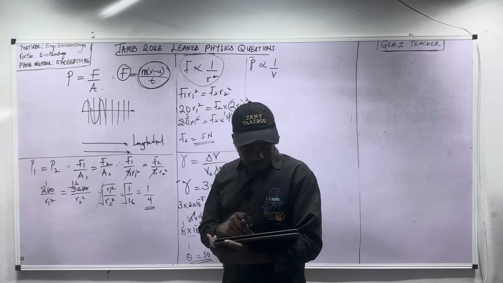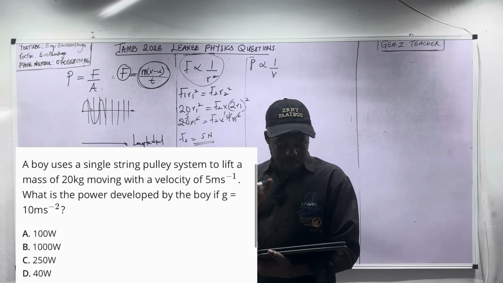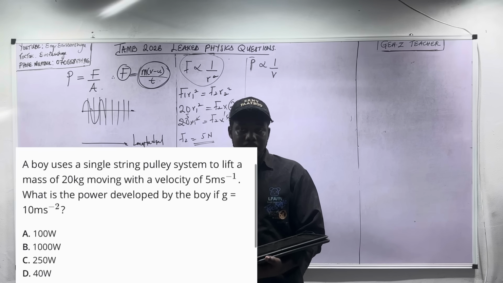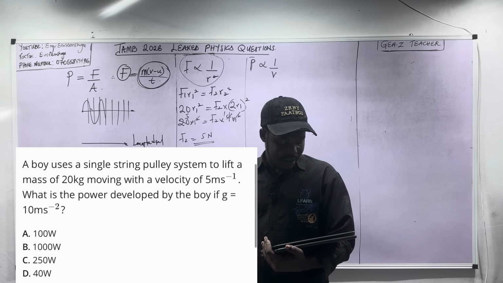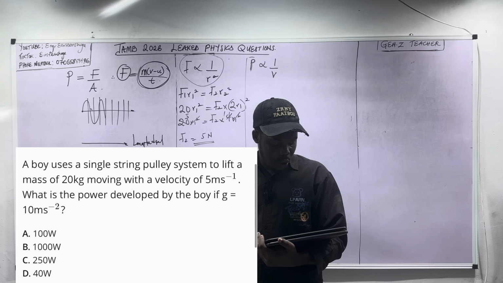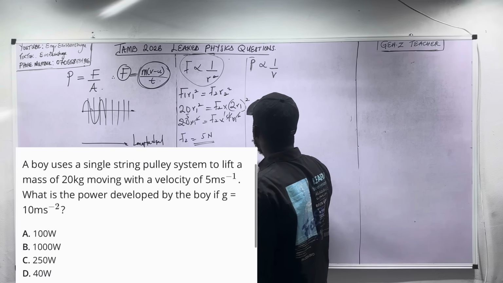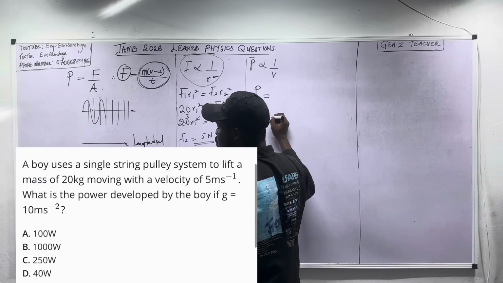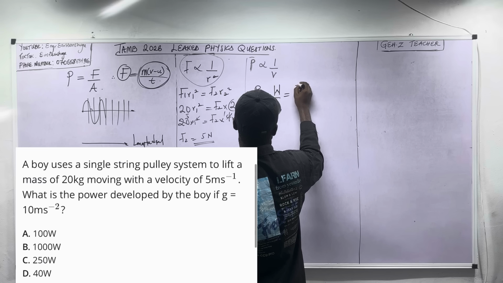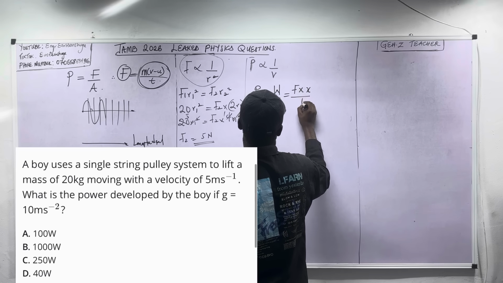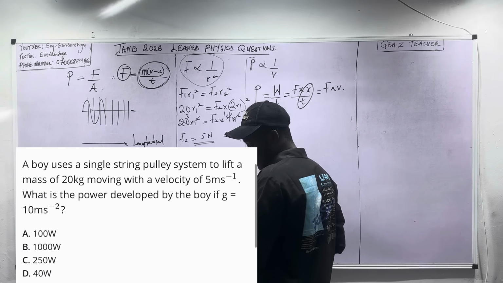Number 20 says a boy uses a single pulley system, that's one pulley, to lift a mass of 20 kg, moving with a velocity of 5 meters per second. What is the power developed by the boy? Now quickly recall, power is the rate at which work is done. So power is work done over time. Now work is force times distance over time. Distance over time gives you V. So power can be force times velocity.